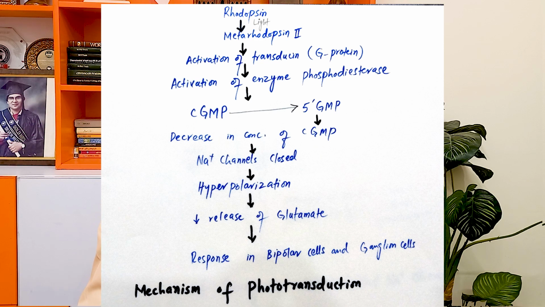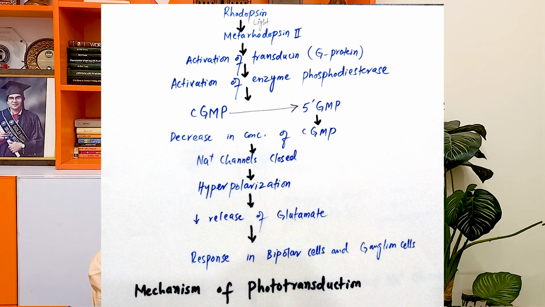This converts cyclic GMP into 5' GMP. Cyclic GMP is required in the outer segment of our rods to open sodium channels. So when cyclic GMP level decreases by converting it to 5' GMP, then sodium channels close, and then the entry of sodium from the extracellular fluid into the outer segment of rods will be decreased. And when less sodium is entering into the cytoplasm of the rods, that will cause more negativity or hyperpolarization.